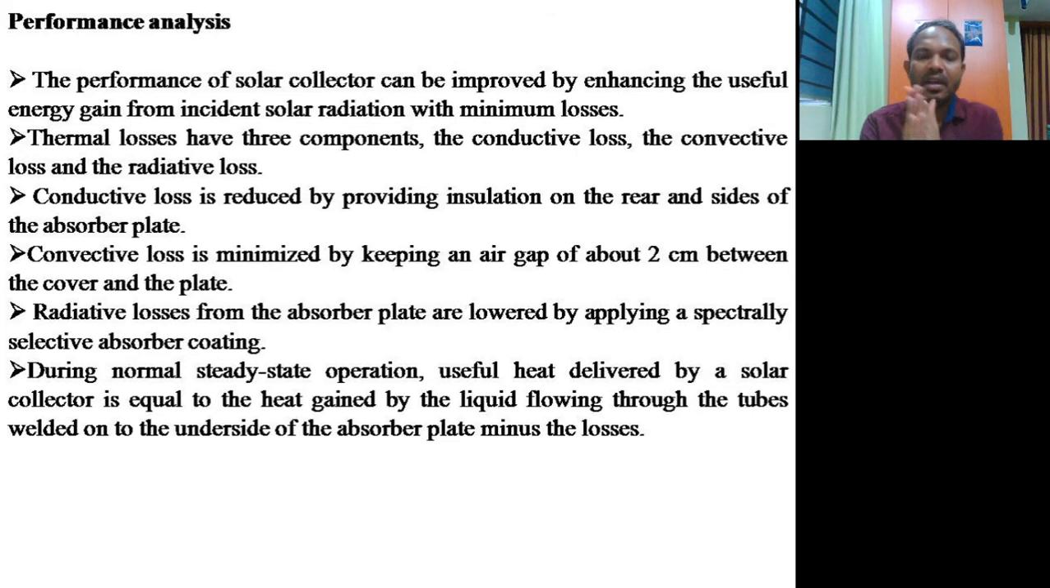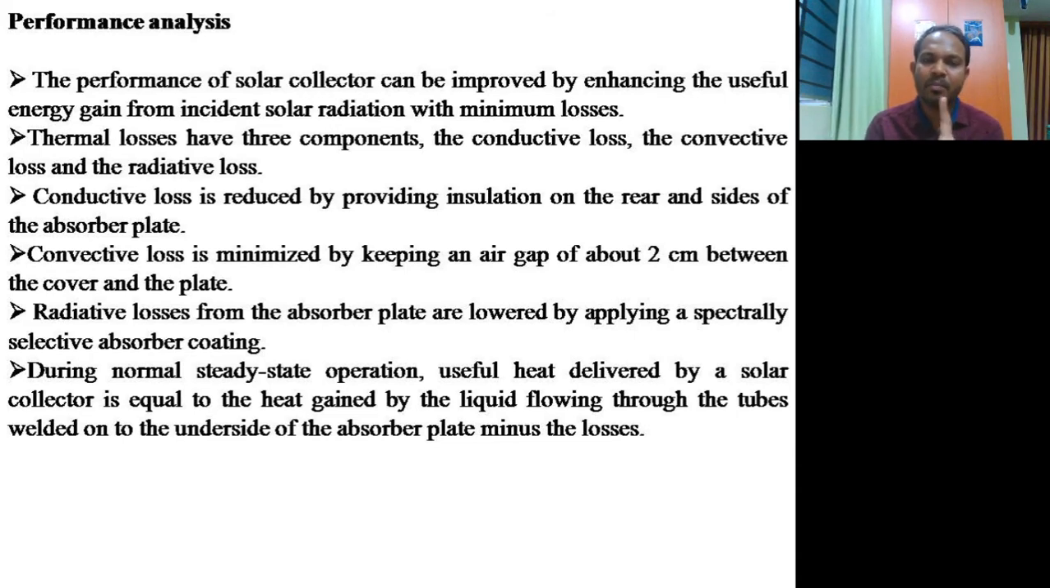Before I proceed, this is the way the tubes below the absorber plates will take the heat. This is the absorber plate, and a number of copper tubes will absorb this heat by the conduction process. Is that clear? From the absorber plate. What do you mean by convection?